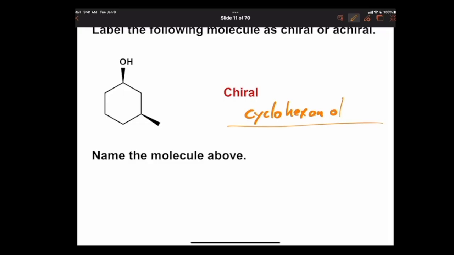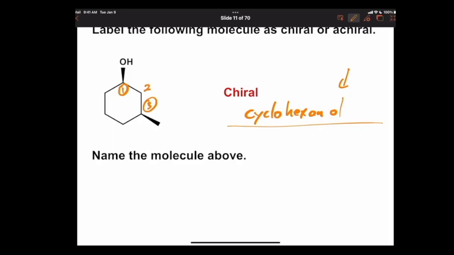Where does the numbering have to start? We change the end of this. So what is number 1? Yeah, right there, where the alcohol is. So this is a cyclohexanol, which means carbon number, what? 3 or 5? How would we number this? 3.